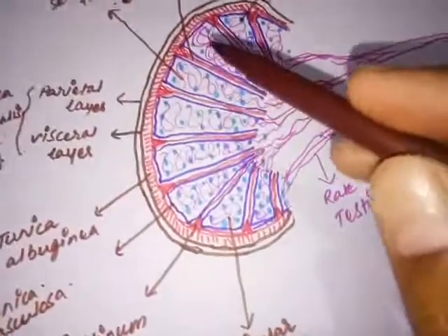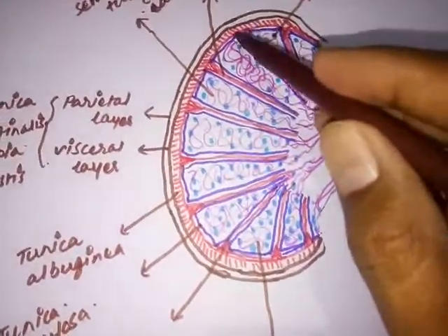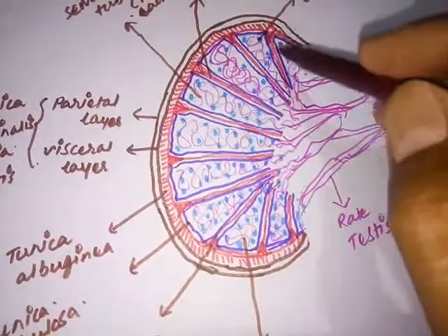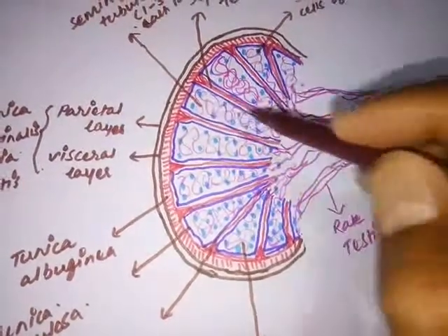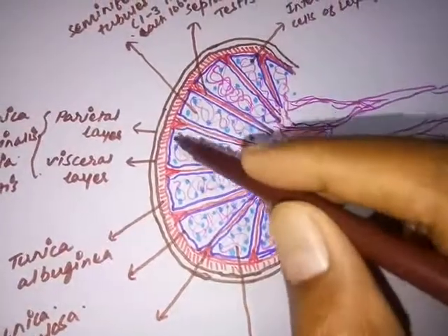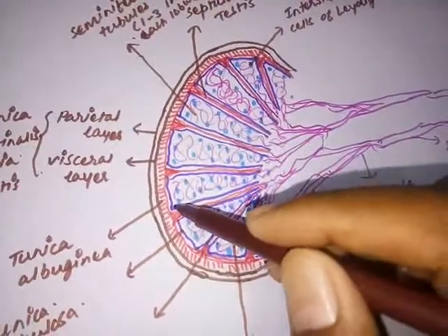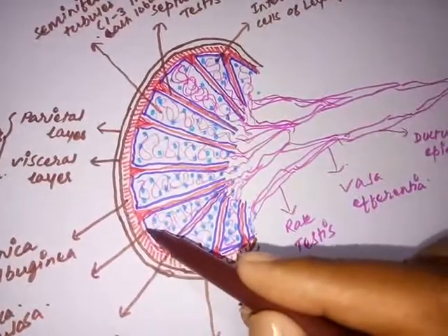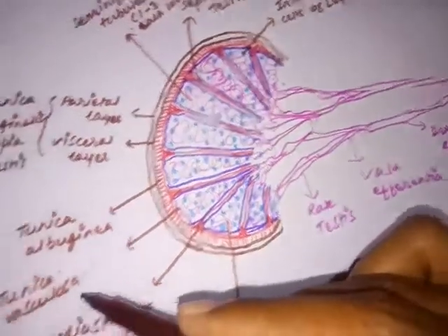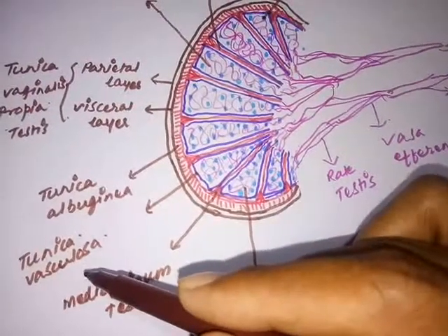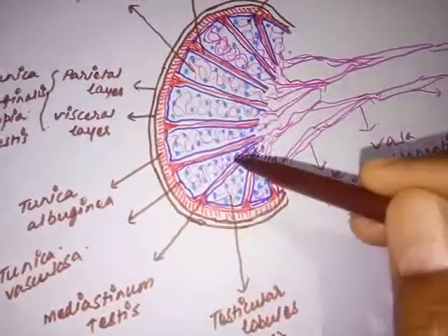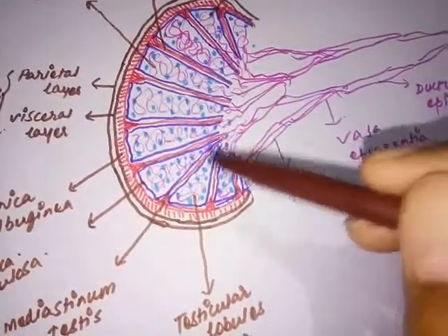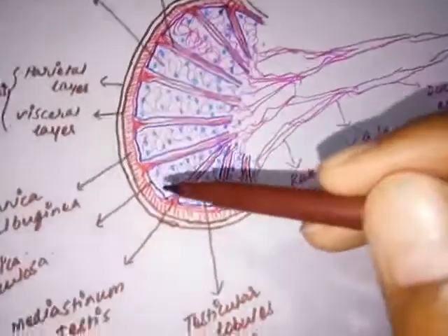The third layer I have marked in blue everywhere lines the complete testicular lobes, along with the tunica albuginea. That innermost layer is called tunica vasculosa. This is the tunica vasculosa that I have marked here. This inner layer is highly vascular, made of rich blood capillaries, and is present inside the testicular lobes. It lines the complete testicular lobes and the tunica albuginea.